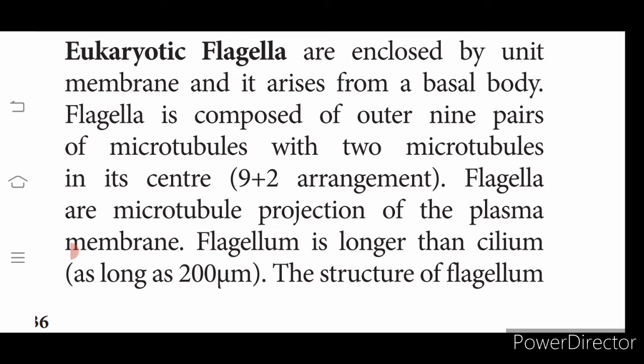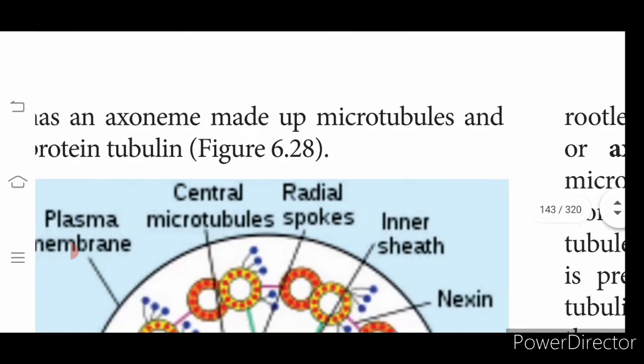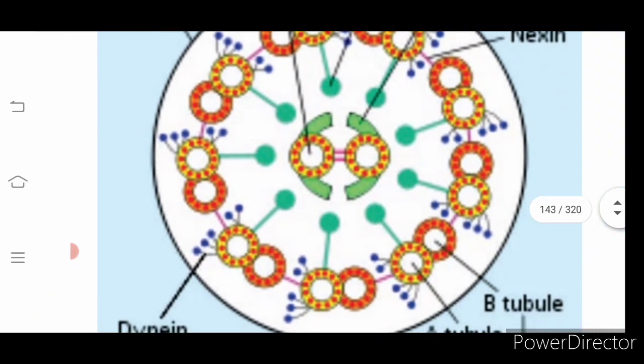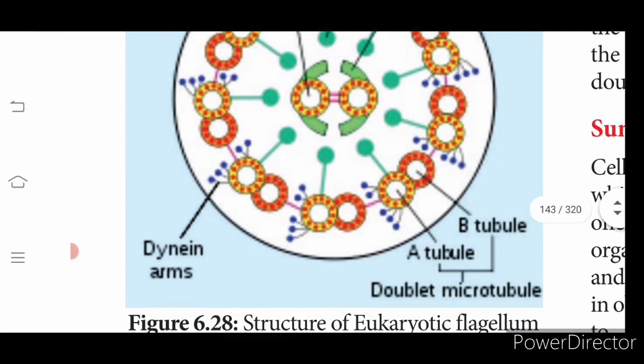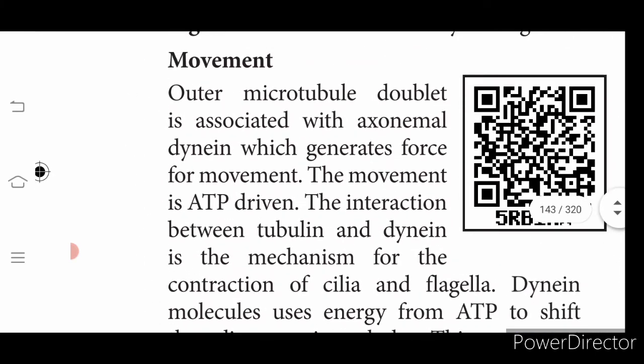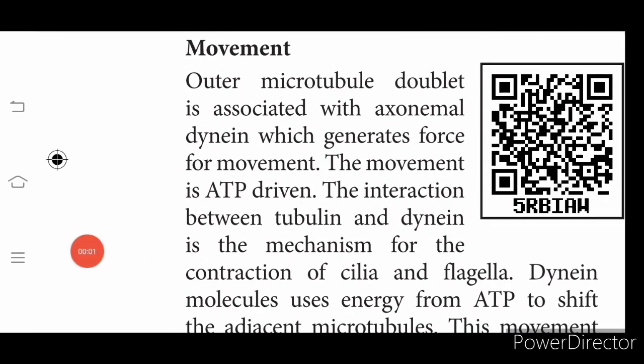You take a eukaryotic flagellum and cut it. Once you see it, it shows in the middle two microtubules and in the surrounding a nine microtubule arrangement. That is the major difference between eukaryotic and prokaryotic flagella. And this is how it looks: in the middle two, and towards the side the nine ring structure, associated with axonemal dynein, which generates force for movement. The movement is ATP driven.